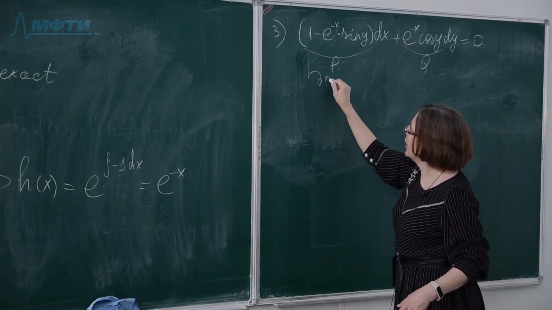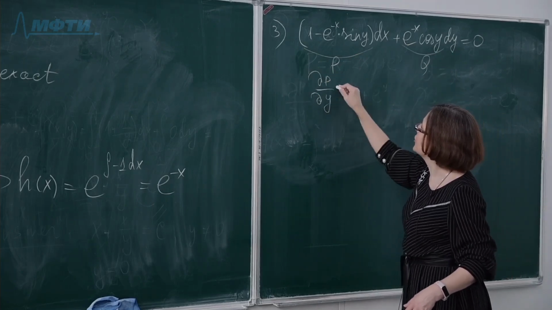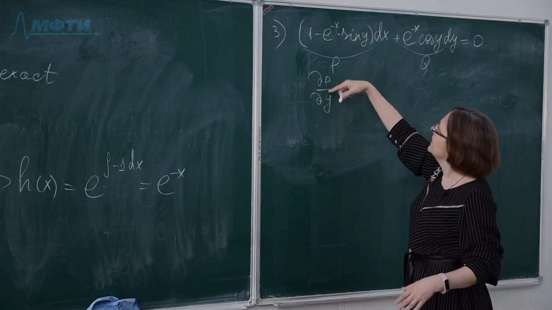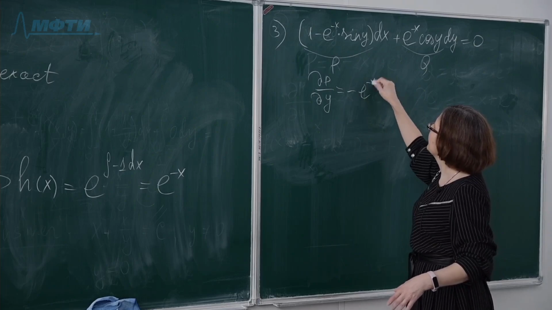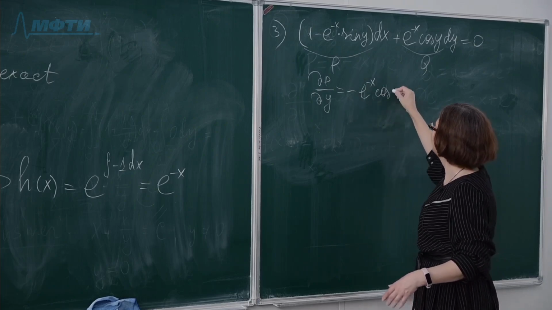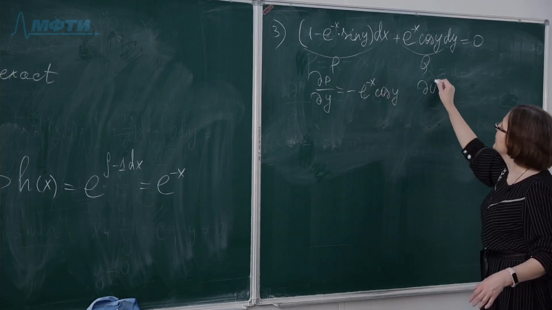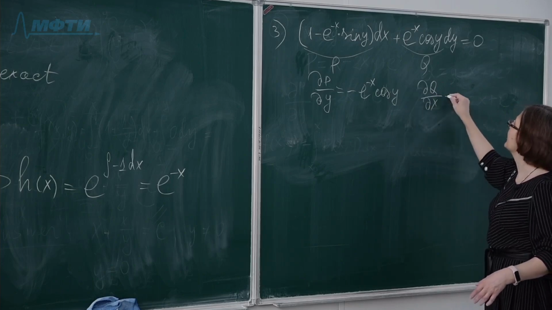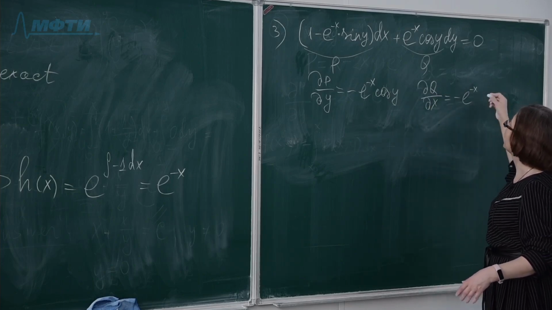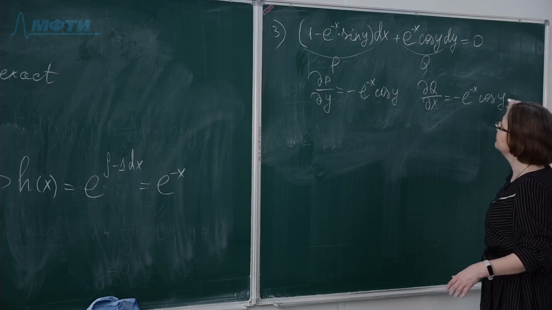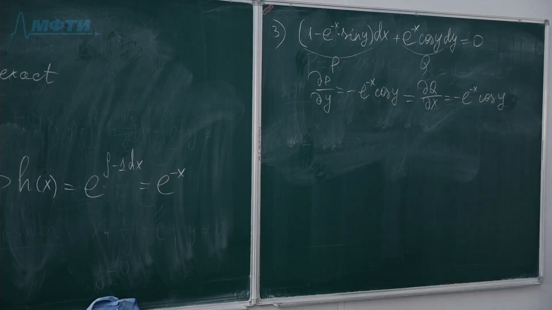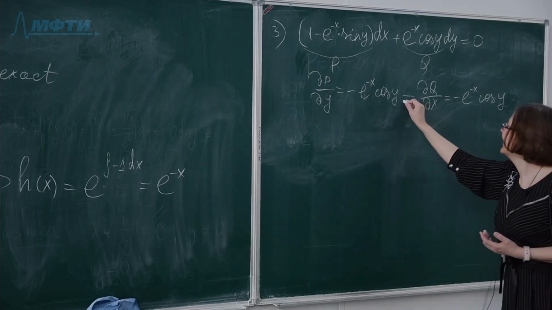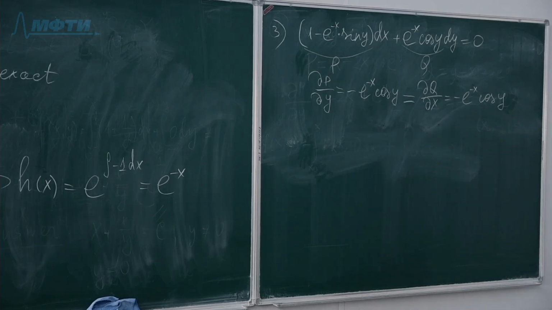Then now dp over dy, let's check whether it is exact or not. dp over dy will be minus e to minus x cos y, and dq over dx will be minus e to negative x cos y, so the same. So magic. So now it is exact.